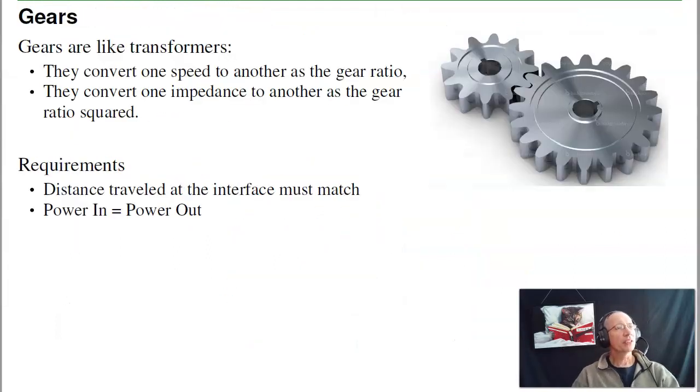With rotational systems, you also have gears. Gears convert one speed to another by the turn ratio. They also convert impedances. The requirement for the gear is at the interface right here, the displacement on one gear is equal to the displacement on the second gear. And you also have conservation of energy. Power in equals power out.